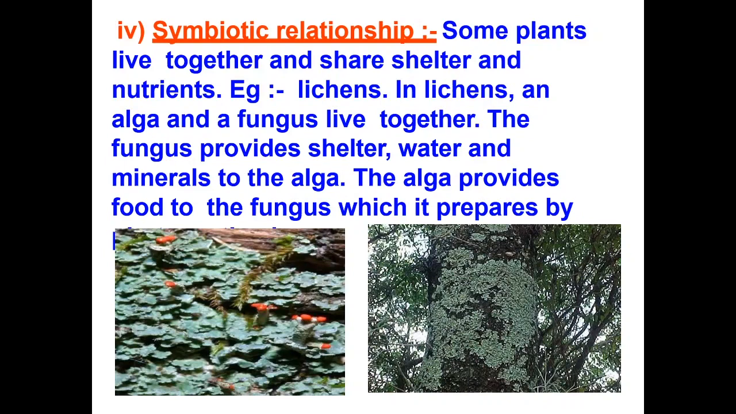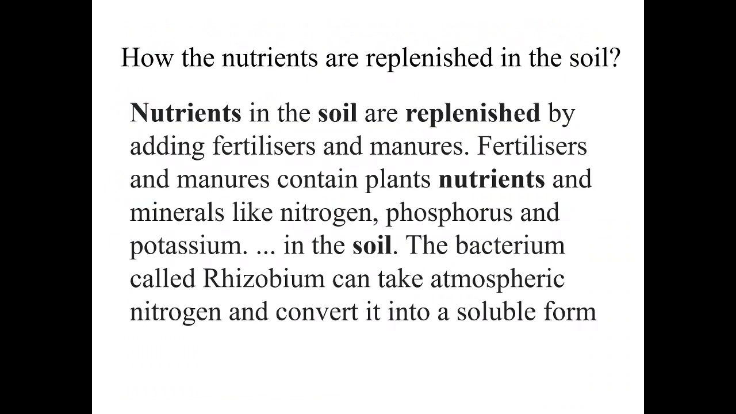In organisms called lichens, a chlorophyll containing partner which is an alga and a fungus live together. The fungus provides shelter and water and minerals to the alga, and in return the alga provides food which it prepares by photosynthesis. This type of relationship is known as symbiotic relationship.